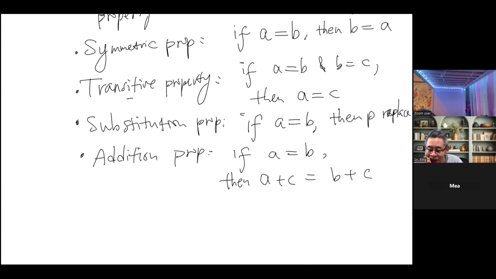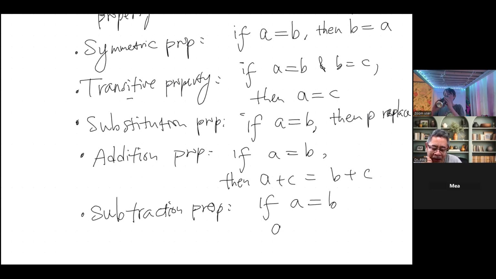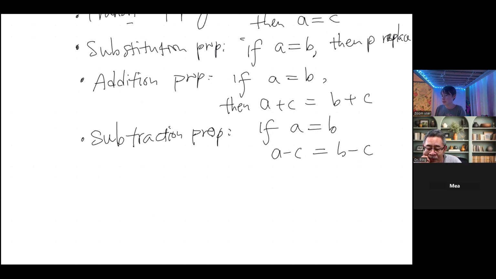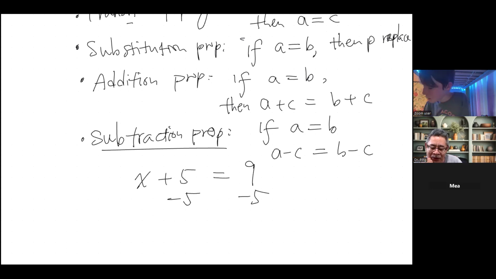Okay, next one, you can suspect it, is called the subtraction property. That means if A equals B, then A minus C equals B minus C. You can see that we actually use that when we solve linear equations. For example, x plus 5 equal to 9. How do we solve for x? We minus 5 on both sides. Well, that exactly is our subtraction property. Then we got x equal to 4. So we do use that to solve equations.